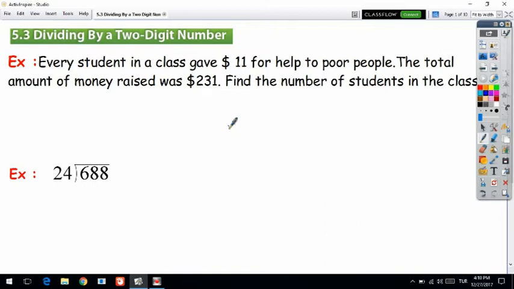Okay, now let's continue. We have an example to explain how to divide any number by a two-digit divisor, right? Yes. Okay, now let's look at the question first. Every student in a class gave $11, right? For helping poor people. You know poor people? Yes.